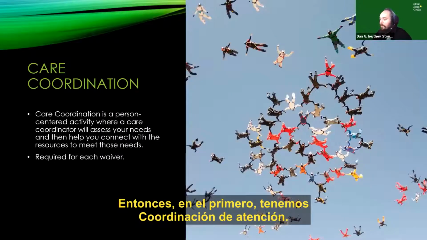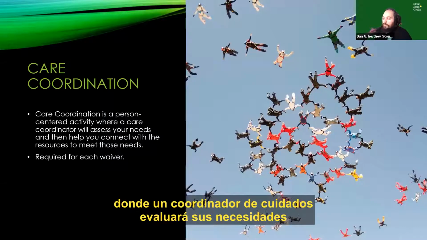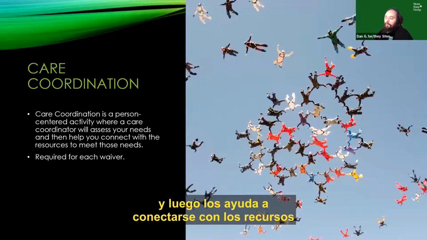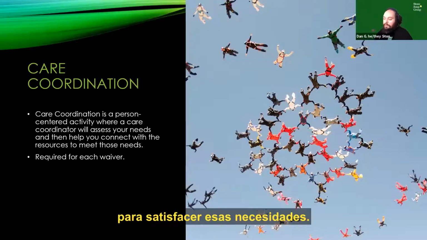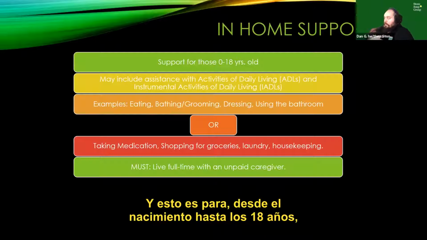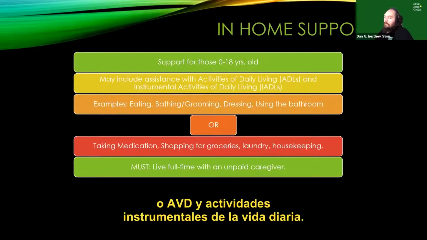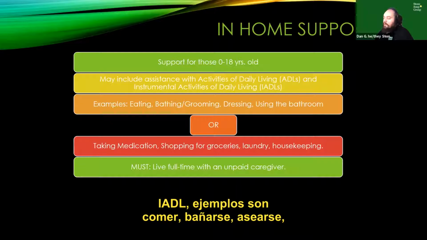So on the first one, we have care coordination. This is a person-centered activity where a care coordinator will assess your needs and then help you connect with the resources to meet those needs. And this is a requirement for each waiver. And then we have in-home supports, and this is for birth to 18 years old. It may include assistance with activities of daily living, or ADLs, and instrumental activities of daily living, IADLs.